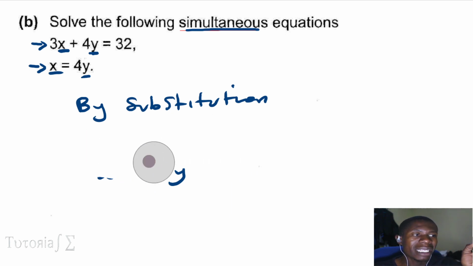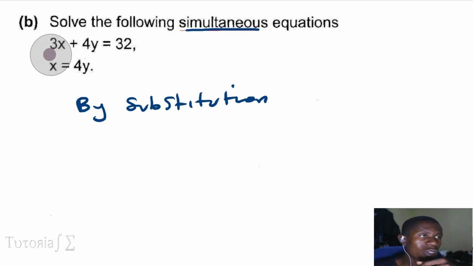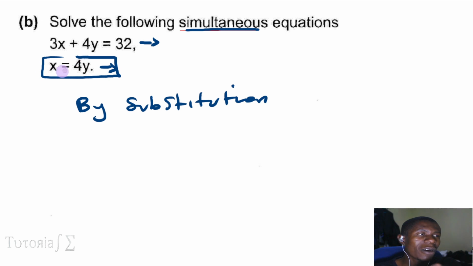So by substitution method, I will just use these equations above here. So we can get this equation here, or we can get this one. We make either x the subject of the formula or y the subject of the formula. The good part is for this one, they have already made x the subject of the formula for us. So we can just get x equals 4y.